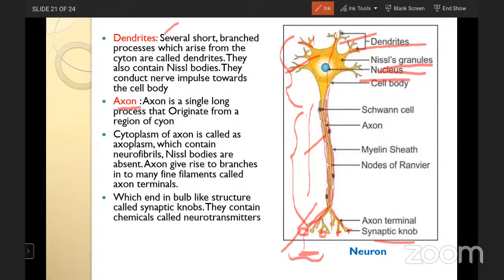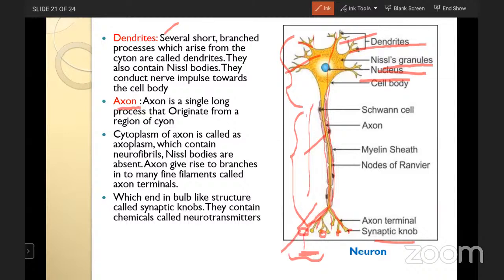And the cytoplasm contains Nissl's granules. The Nissl granules are also present in the dendrites. But in the axon portion, the cytoplasm of the axon is called the axoplasm, which contains only neurofibrils. Nissl's bodies are absent here.